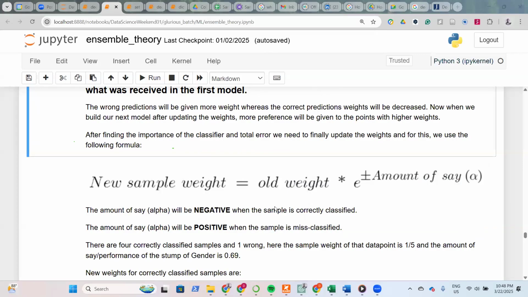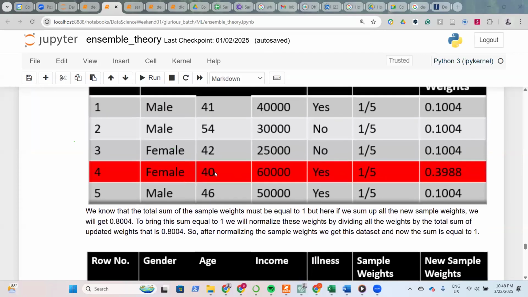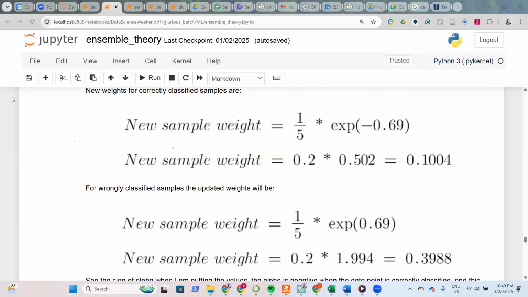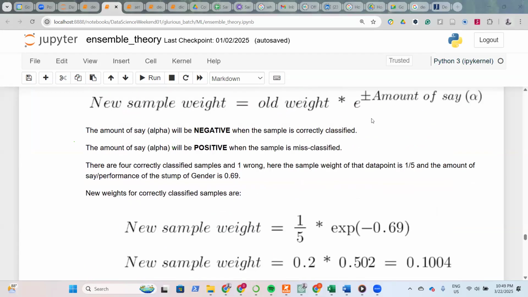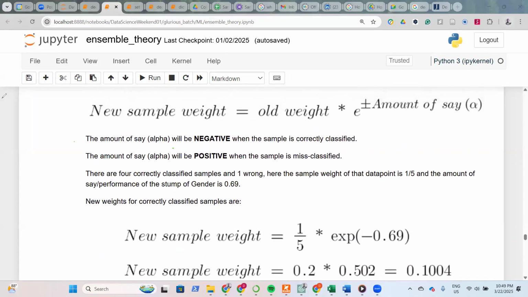In this example, only record 4 was not correctly classified. So this is the only situation where we are going to use plus. Let's come up. To calculate the new weight for record 1, we are going to use minus. So 1/5 times exponential -6. If you are not a good math person, all of this evaluates to exponential. That's why EXP means exponential.